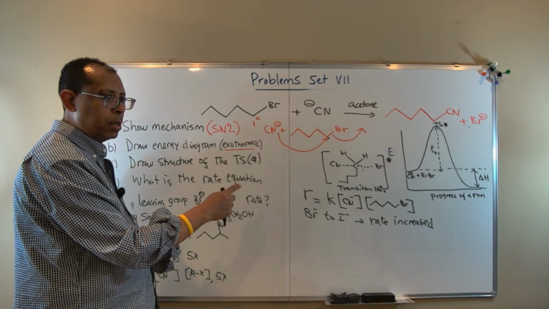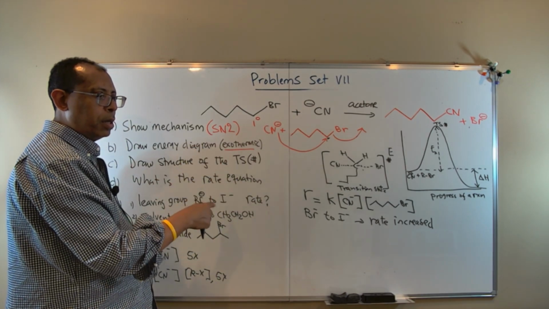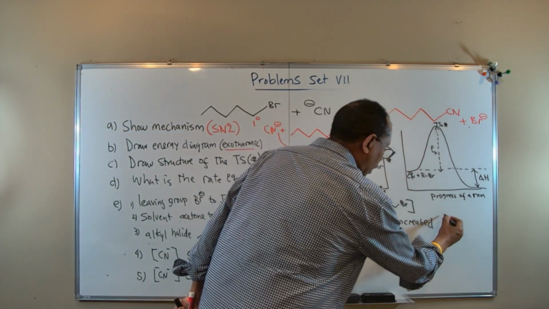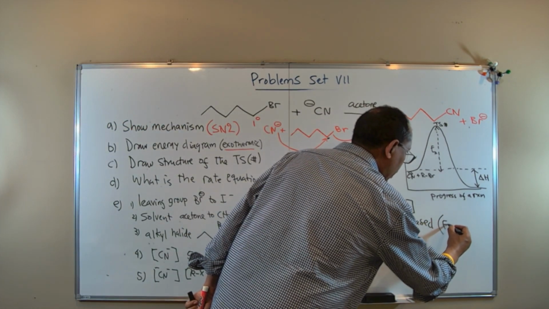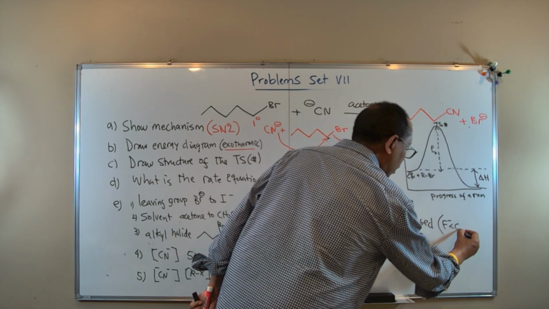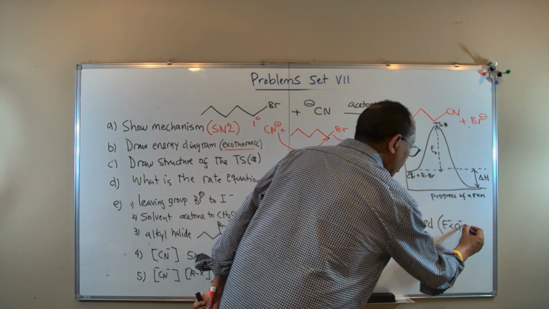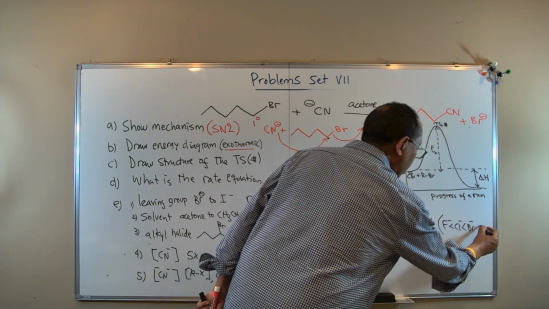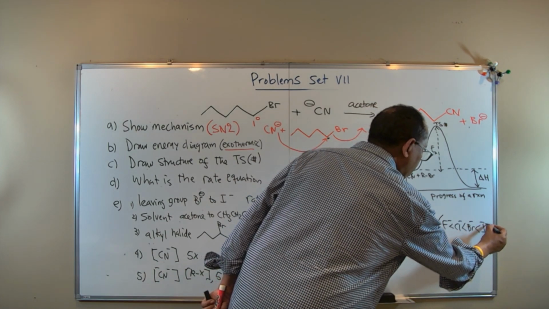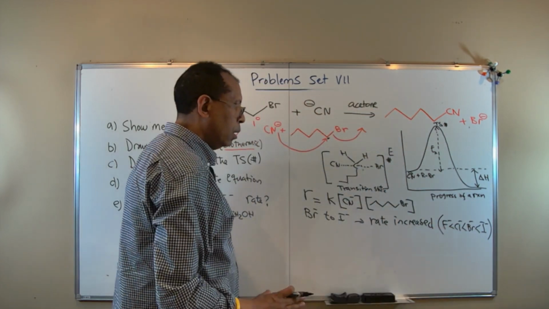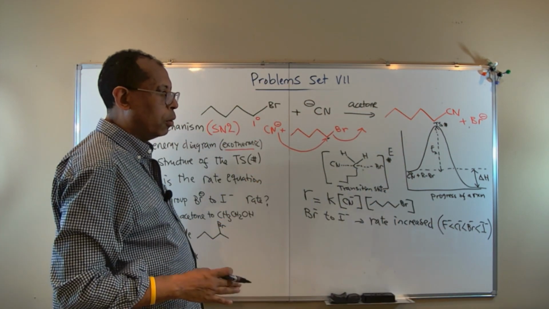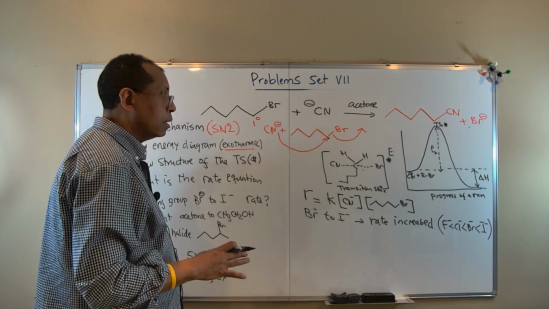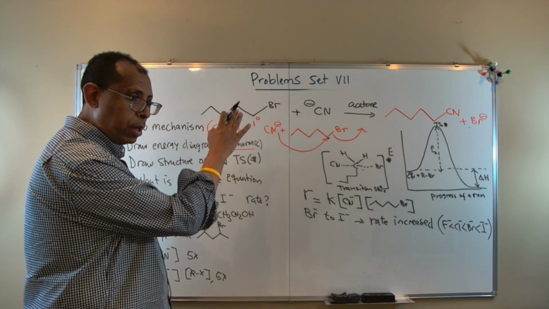Br minus is a better leaving group than chlorine. Chlorine is a better leaving group than fluorine. So this is how the rate goes. Fluorine is a poorer leaving group than chlorine, chlorine is poorer than bromine, and bromine is poorer than iodine. This is a series, so iodine is a good leaving group, and the rate would be increased. I minus is a good leaving group for an SN2 reaction.